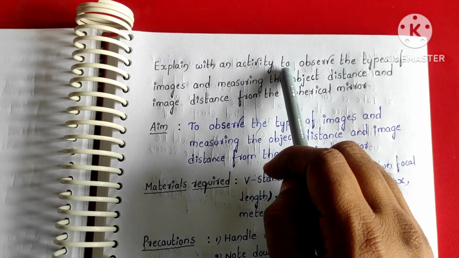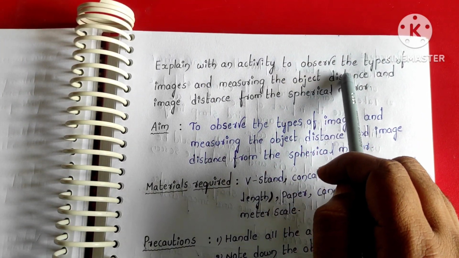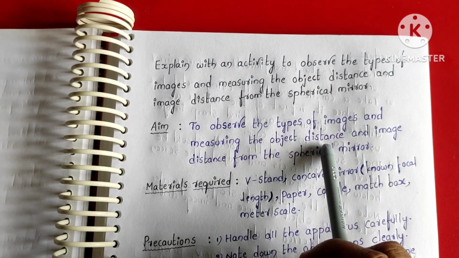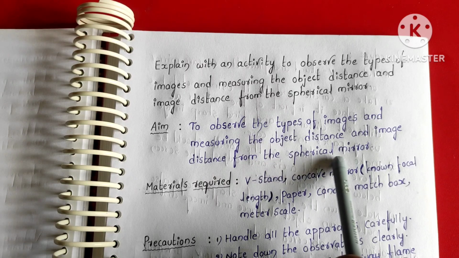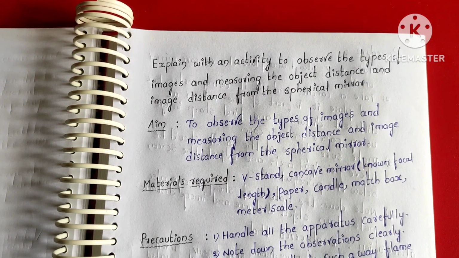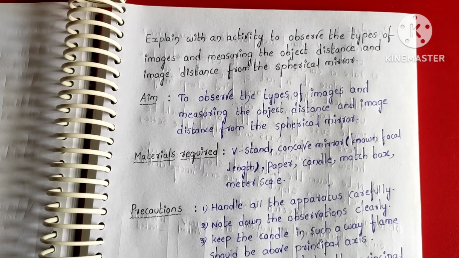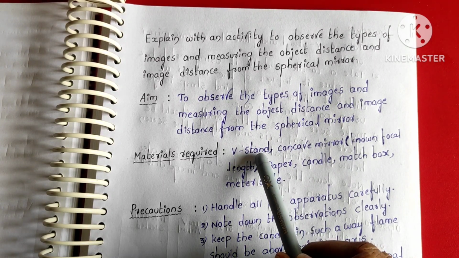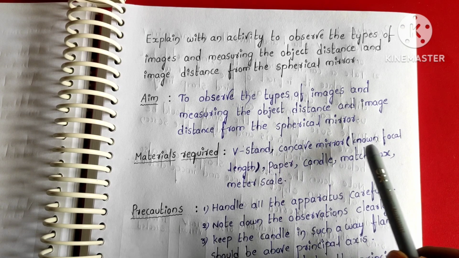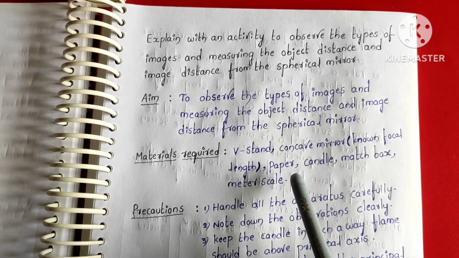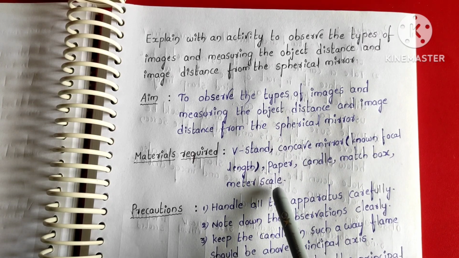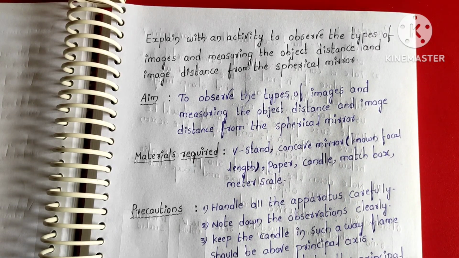From the question itself, you start: to observe the types of images and measuring the object distance and image distance from the spherical mirror. Then you have to write what are the materials required for doing this activity. We require a stand, a concave mirror whose focal length is known, a paper which acts like a screen, a candle, a matchbox, a scale or a meter scale.